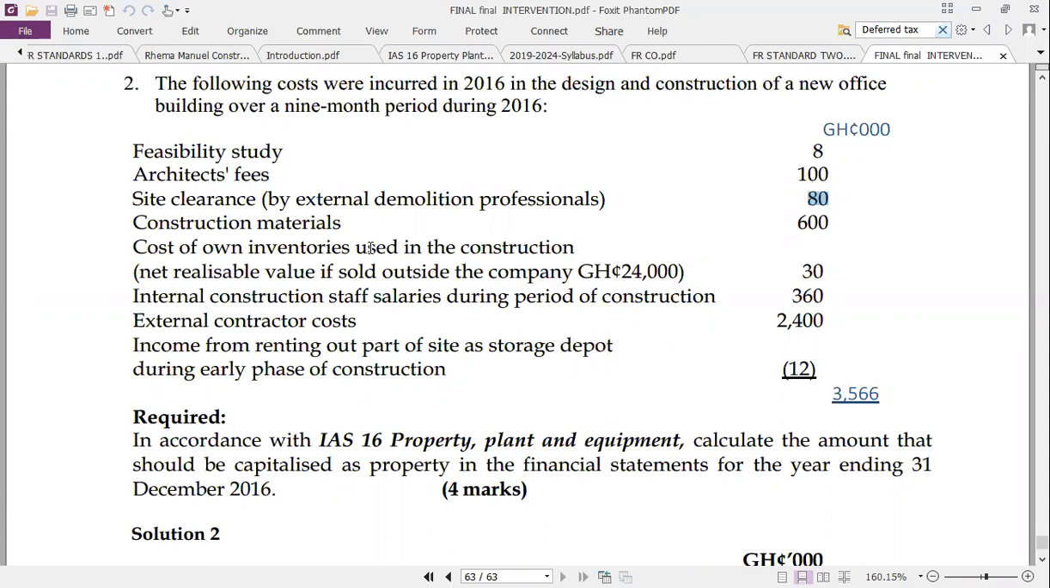Why 24? Because here we apply IAS 2, Inventories. Inventories must be measured at what? The lower of cost and NRV. So here we are not going to use the 30, we have to use the 24.